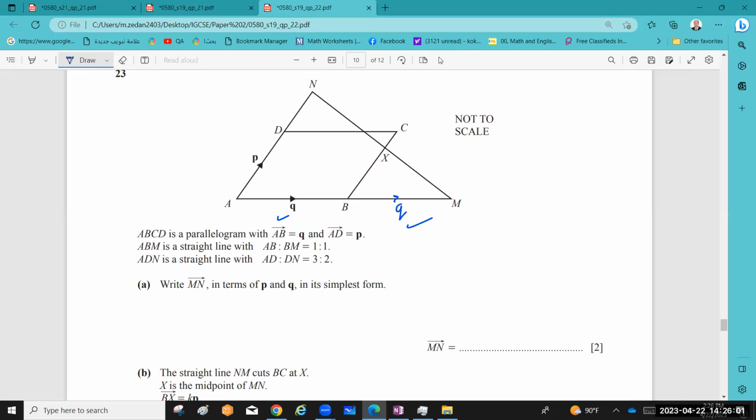AD to DN is not the same. AD is 3 parts, and DN is 2 parts. Simply, it means if the 3 parts is the vector P, the 2 parts will be 2/3 P, 2 parts out of 3 of P. This is the vector DN.